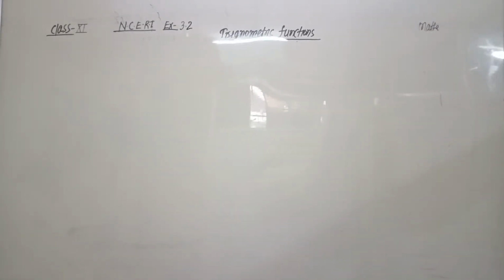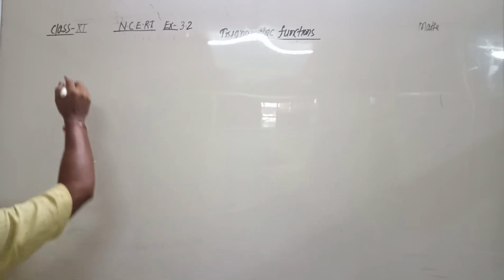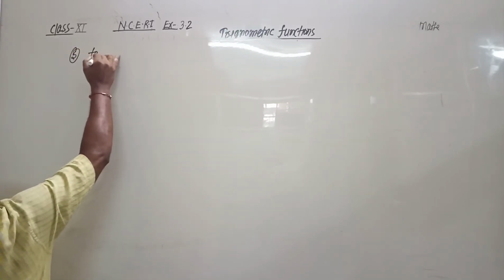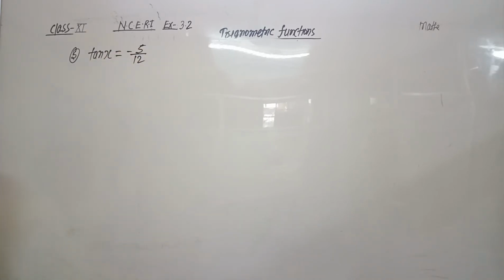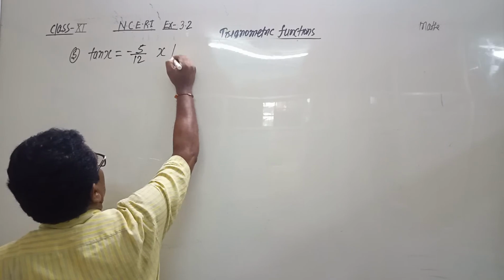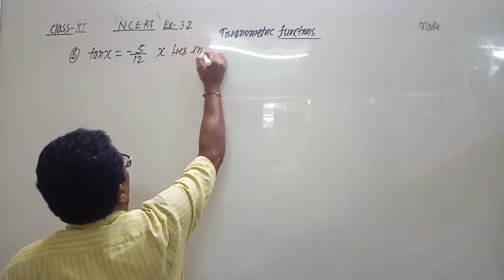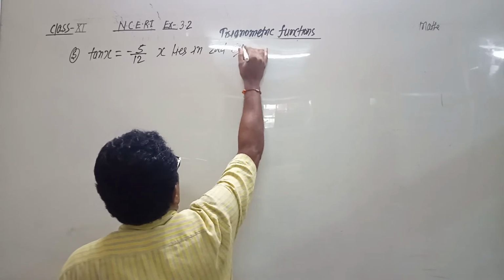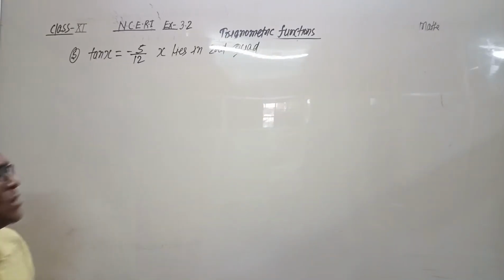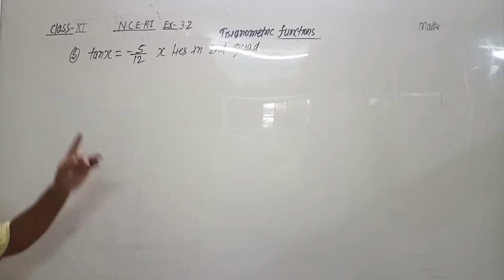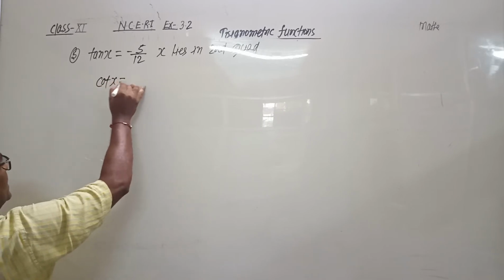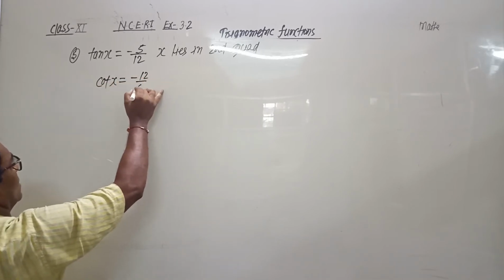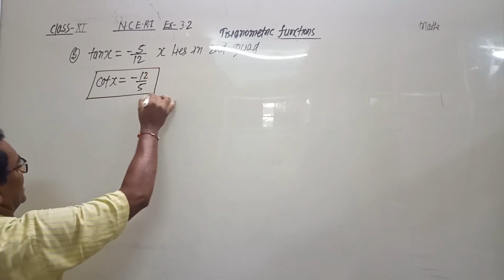Question number 5: tan x equals minus 5 by 12, and x lies in the second quadrant. In the second quadrant, tan is negative, and the value is already negative. So we calculate cot x. Cot x is the reciprocal of tan x, and also in the second quadrant, cot x is negative.